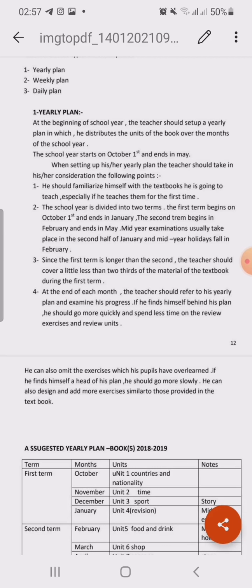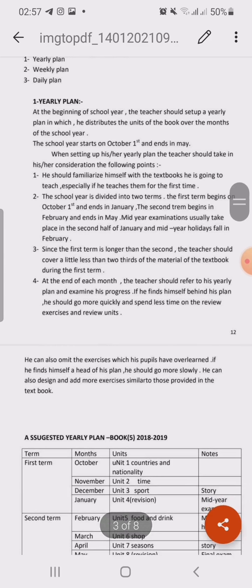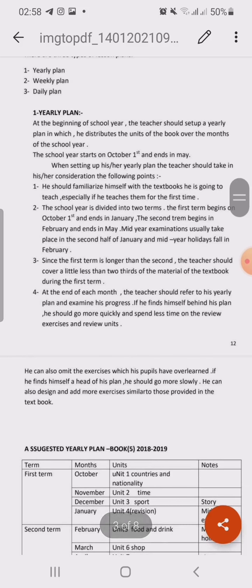The school year starts on October 1 من شهر العاشر وتنتهي في شهر الخامس. When setting up his or her yearly plan, the teacher should take in his or her consideration the following points. Number 1 لازم ينتبه إلى هذه الفقرات عند وضع الخطة السنوية في بداية كل عام.